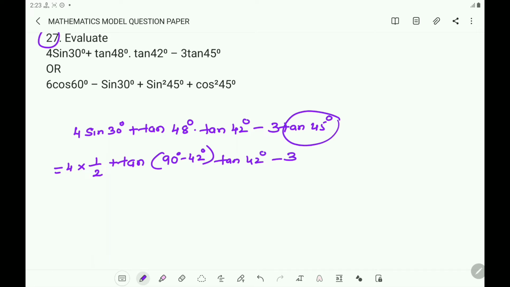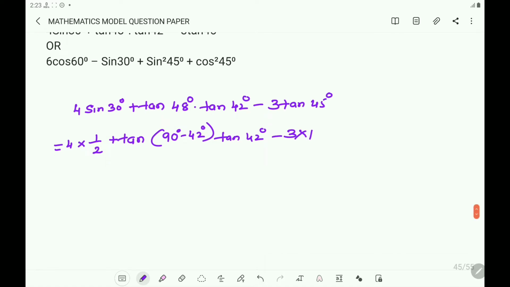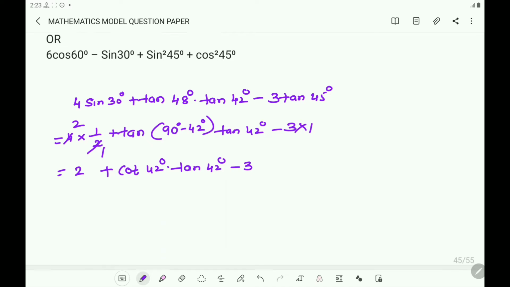What is the value of tan 45? Value of tan 45 is 1. So you write it as 1. Then 2 ones are 2, it becomes 2 into 1, 2. Plus, the complementary of tan is cot. That is tan of 90 minus 42 degree is cot 42 degree, into tan 42 degree, minus 3 into 1, 3.